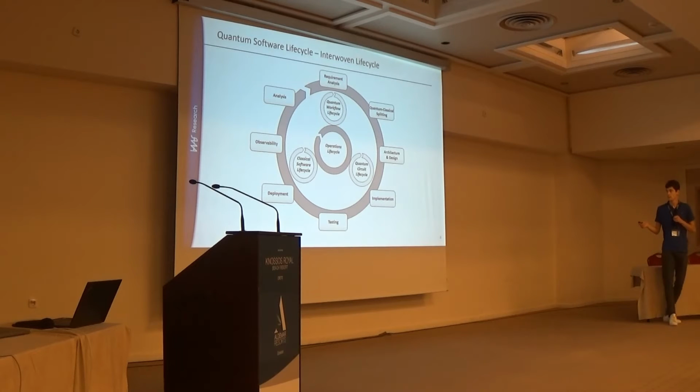So this life cycle starts with the requirement analysis phase, and similar to classical software engineering, it's intended to identify and document all the functional and non-functional requirements for the hybrid quantum application. Then we come to the quantum classical splitting phase, and this is the first phase in which I would like to zoom in now.